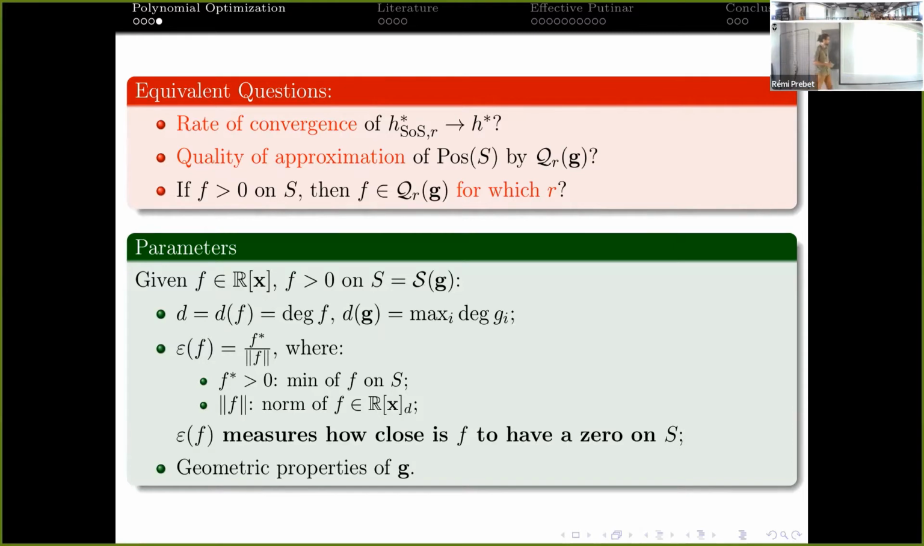And we will also need some geometric properties of the G, of the inequalities. Let me stress this point, it's important. These are not properties of S. These are properties of the G. The description of the semi-algebraic set matters. It's not the semi-algebraic set, it's the description.